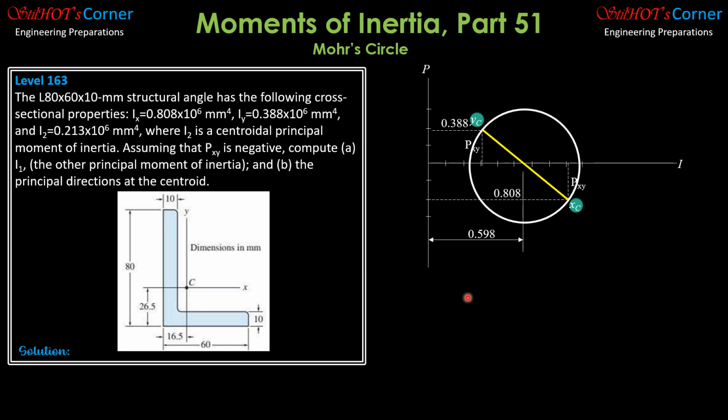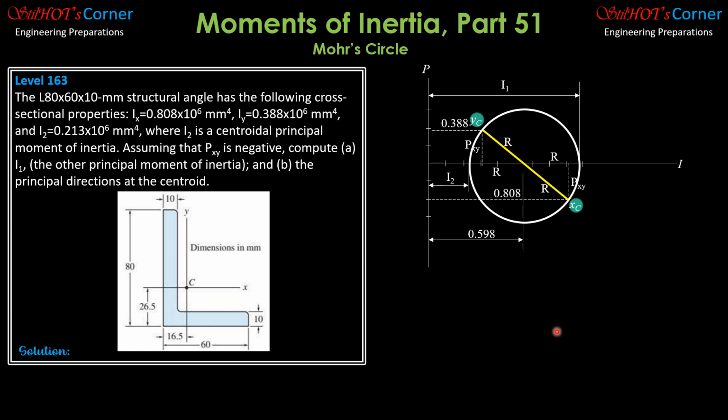Then we can have I2, which is 0.213 here, the minimum value. So this is I1, the maximum value. And the radius of the Mohr circle is denoted by R. Then R, R, this is I sub 2. So from the figure, I sub 2 plus the diameter 2R equals I1.